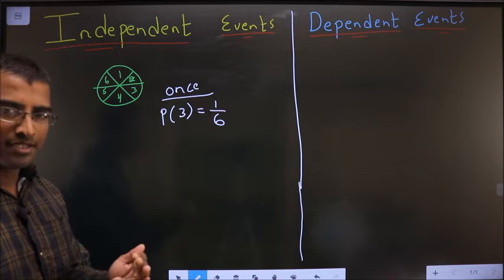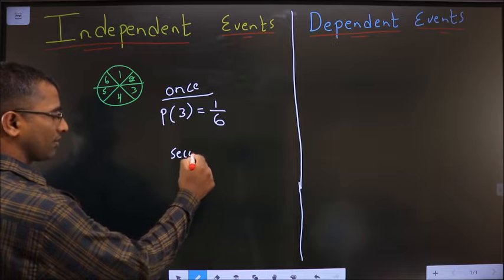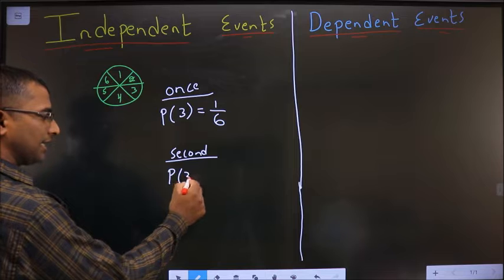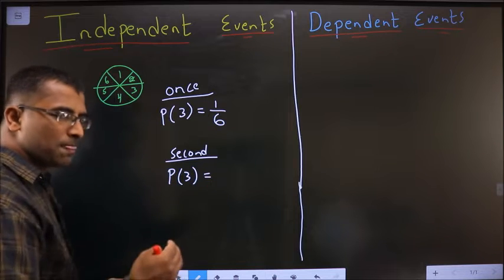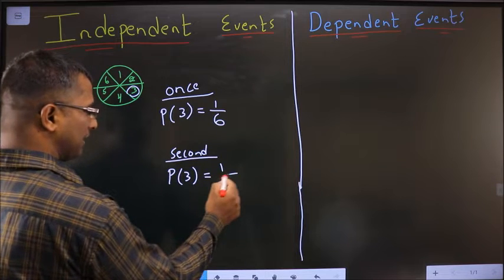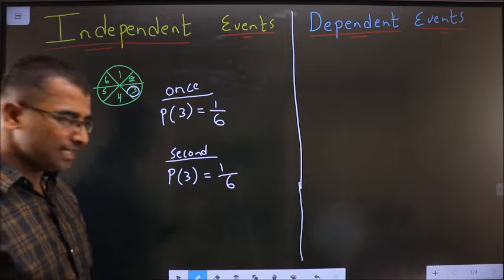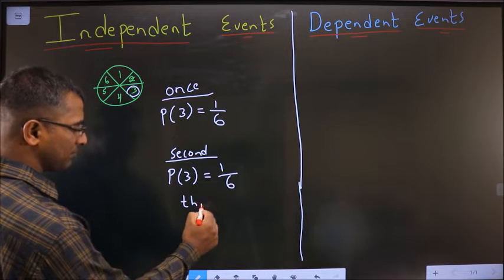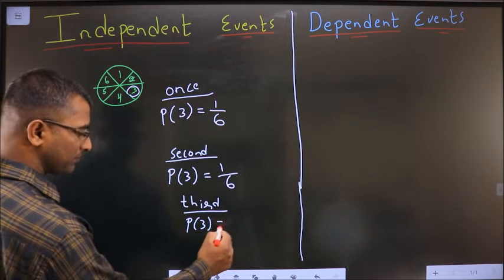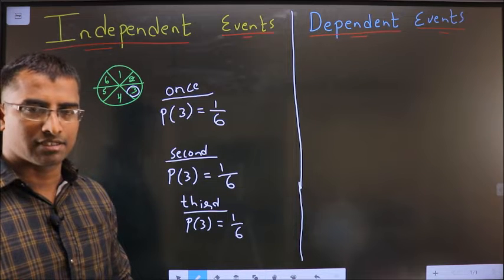Let us say the spinner is spun for the second time. In the second time, what is the probability of getting a 3 again? It is still 1 by 6. Let us say the spinner is spun a third time. This time, what is the probability of getting a 3? It is still 1 by 6. It's not going to change.